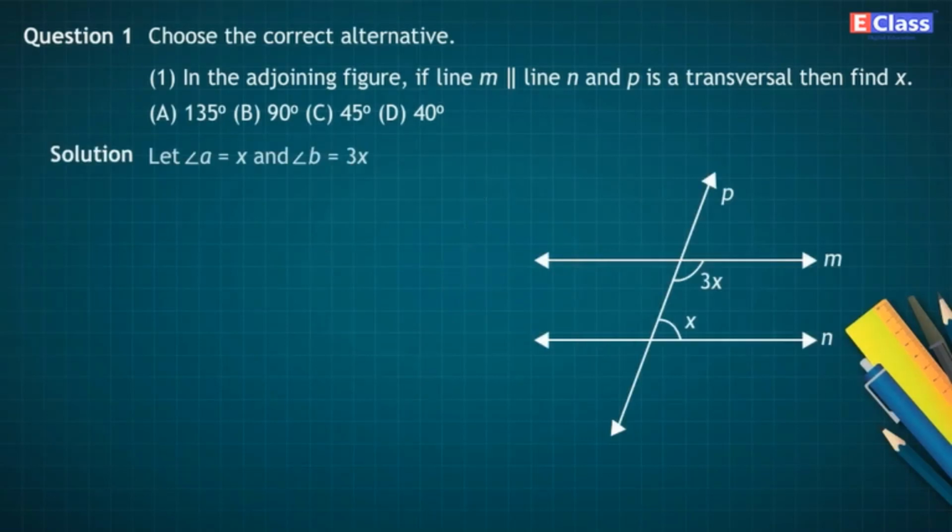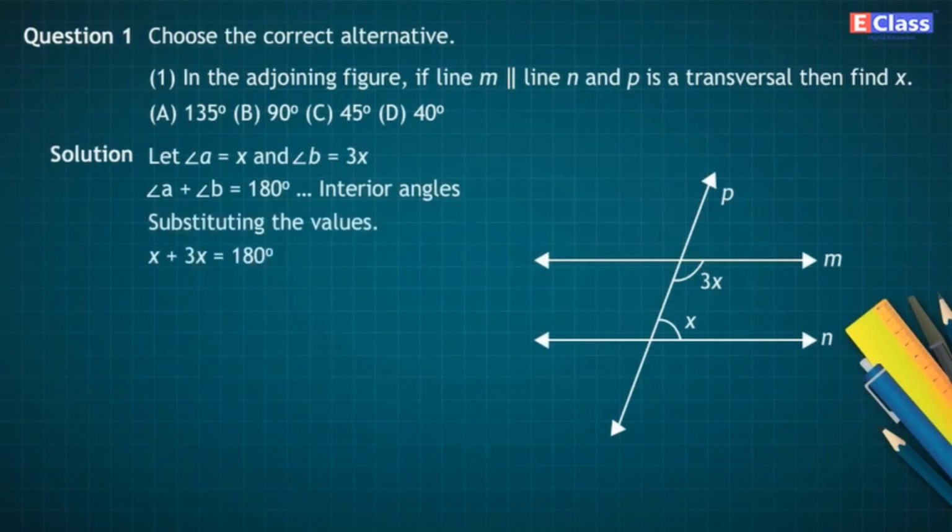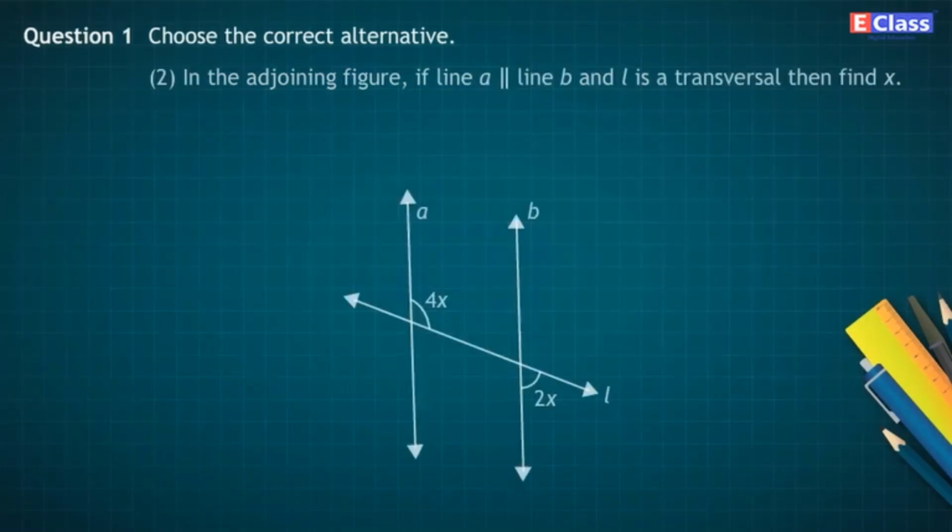Solution. Let angle A is equal to x and angle B is equal to 3x. Angle A plus angle B is equal to 180 degrees as they are interior angles. Substituting the values, x plus 3x is equal to 180 degrees. Therefore, 4x is equal to 180 degrees. Therefore, x is equal to 45 degrees.